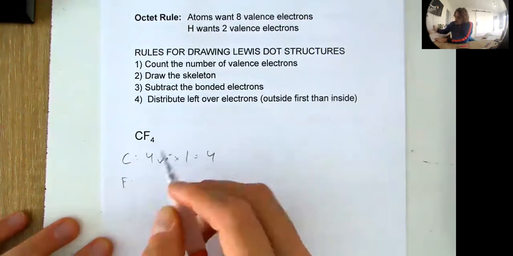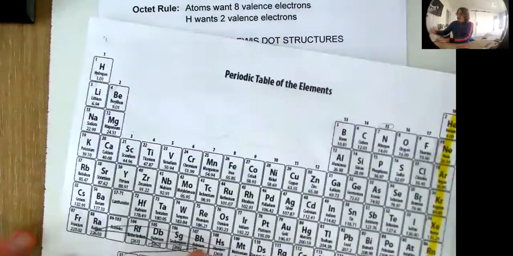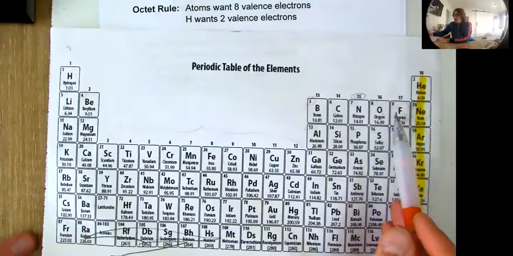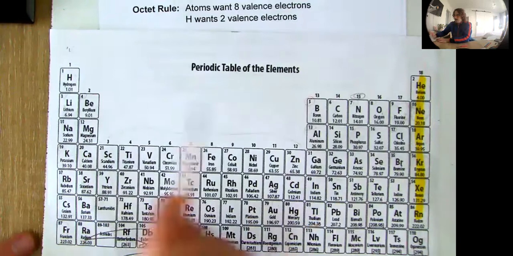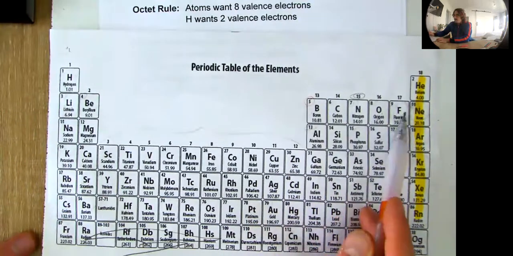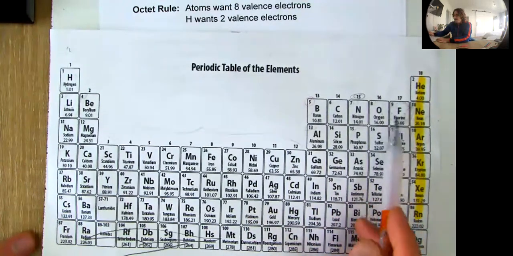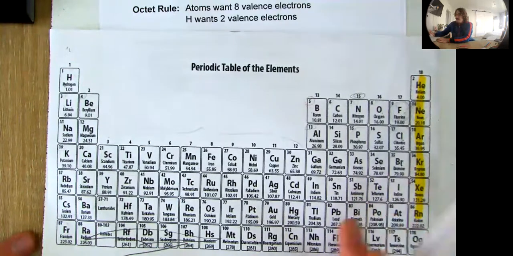Fluorine, there's 7 valence electrons. Let's review again. Here's fluorine way over here on the left side. Fluorine is in the second row of the periodic table. You just count from left to right. 1, 2, 3, 4, 5, 6, 7. Fluorine has a total of 7 valence electrons. Those are the electrons in the outermost shell only. Okay?